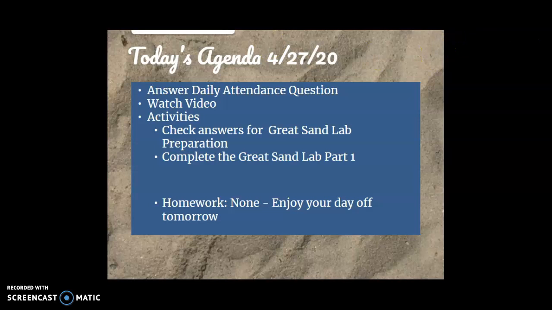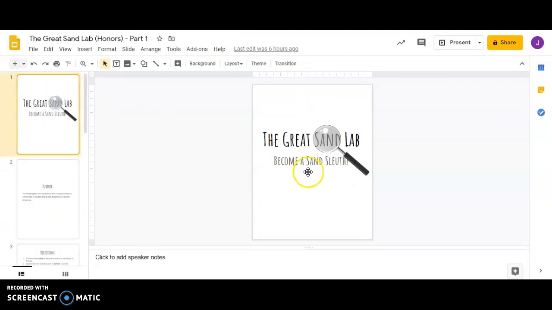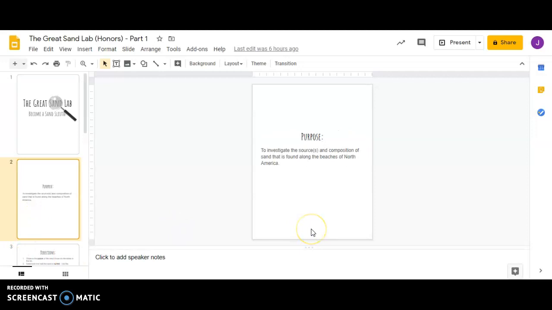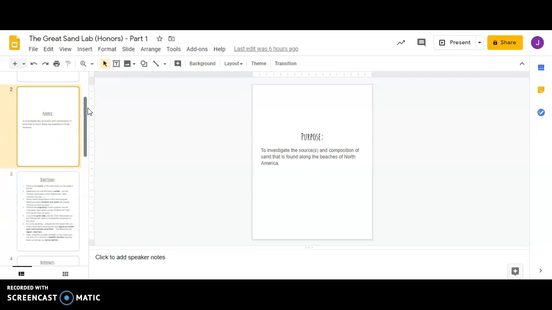Okay, so let's talk about this sand lab that you're going to be starting. So first off, when you open this up, it should look like this. It's created this way because it's supposed to be a fun detective activity where you're going to be given some sand samples from my collection, and then you're going to essentially try to identify where that sand came from based on the information you were practicing on Friday.